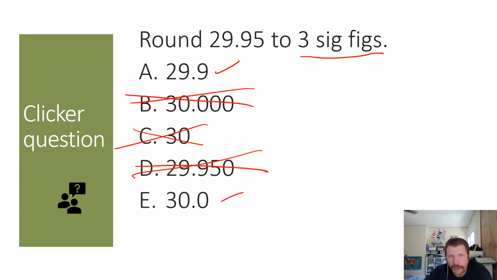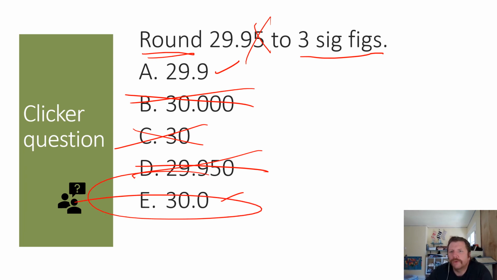Now if you look at A, is there any rounding there? No, you just dropped off that 5. But this was rounded. Our answer would have to be E, because if it's 5 or above, we round up, just like a grade. 89.5 rounds up to a 90 in my books.